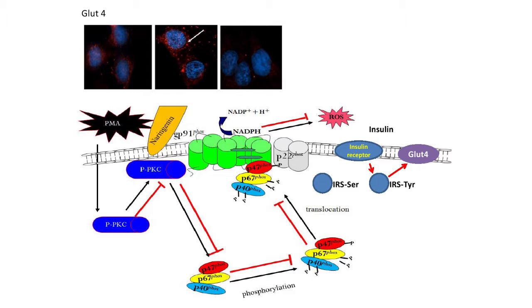One of the flavonoids can penetrate the membrane and phosphorylate the PKC. This kinase phosphorylates P47, and the complex of proteins with NADPH oxidase on the membrane generates sets of reactive oxygen species, and this destroys and stops the signal for the glucose transporter 4.